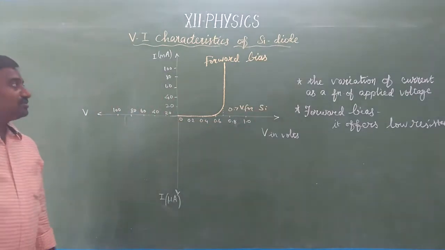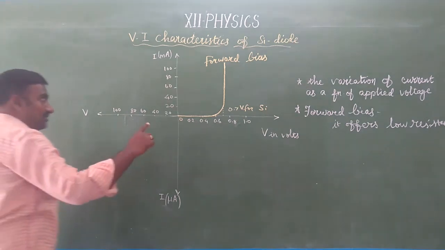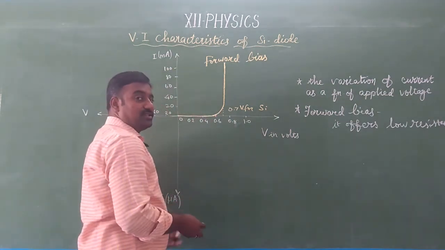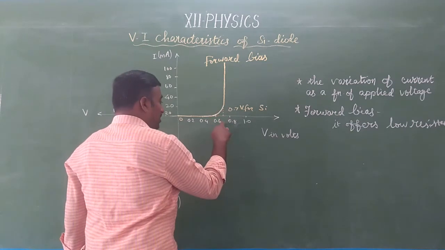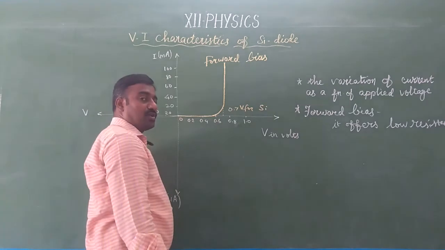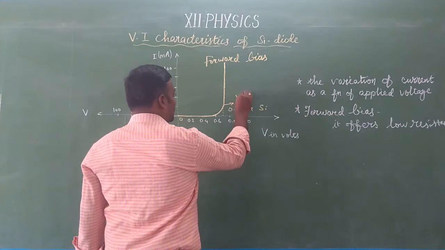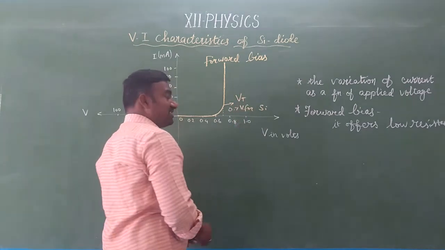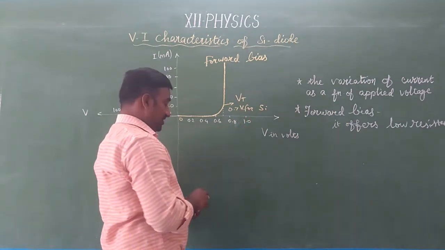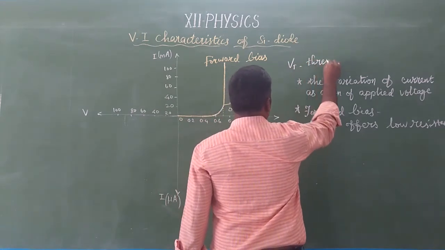Now we are going to do the reverse bias. But before that, we'll see how the circuit looks. For a forward bias case, at a certain applied voltage, the current suddenly increases. The applied voltage across the diode at which the current increases is called the threshold voltage. So VT stands for threshold voltage, or it is also called cut-in voltage.